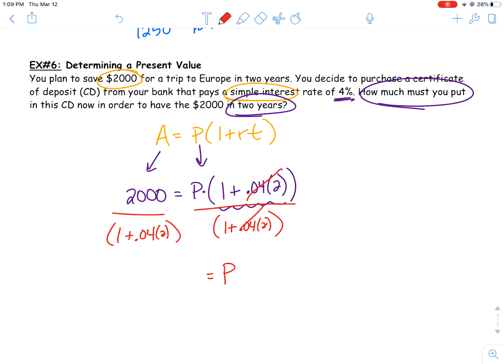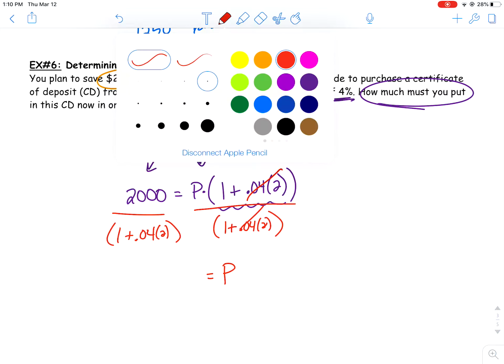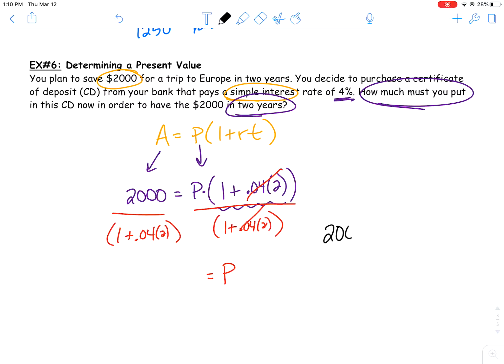So now, being careful in my calculator, I'm going to take 2,000 divided by, and then I'm going to do parentheses just like I have it on my screen. I'm going to do parentheses 1 plus 0.04 times 2, and then I'm going to end my parentheses. So in my calculator, again, I did 2,000 divided by parentheses 1 plus 0.04 times 2 parentheses. So that way my calculator knows that I want to divide the whole thing by that big expression.